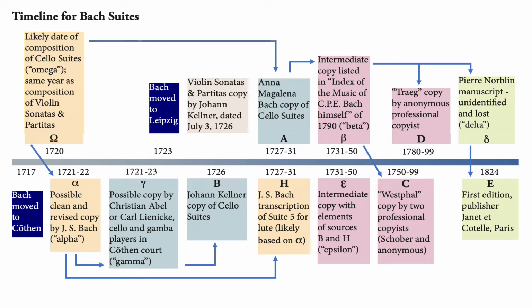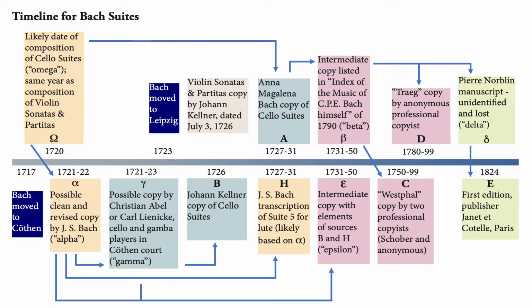These copies, or other lost intermediate copies, were then copied by the professional copyists who produced sources C and D. Thus, sources C, D, and E are at best third-hand copies, and they contain elements that show filiation in common with both sources A and B.